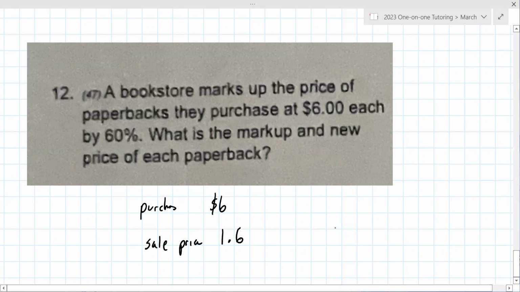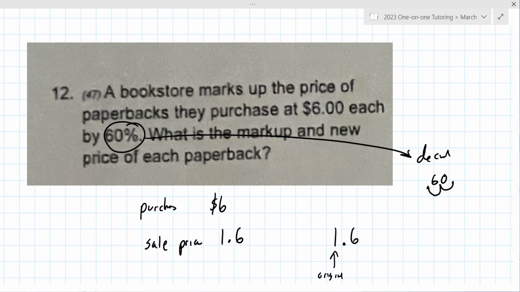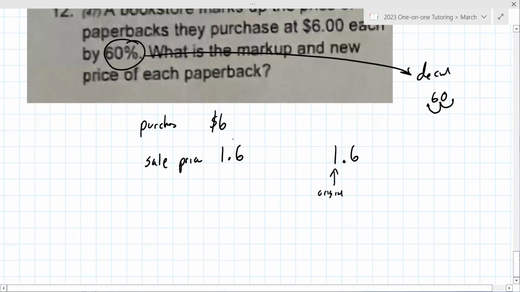One point six. Okay, so it's one, the original amount, and then you have to convert the percentage to a decimal. You do that by moving the decimal left two places. So what is the markup and new price of each paperback? If you multiply by 1.6, that will give you the new price. If you multiply just by the 0.6, that will give you the markup.